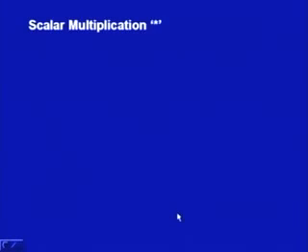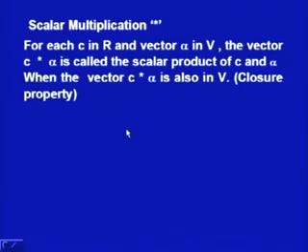Similarly, scalar multiplication also has to satisfy certain properties. The first thing is the closure property. By this I mean that if there is a scalar C in the set of real numbers R and a vector alpha in V, then the vector C star alpha is called the scalar product of C and alpha. And if C star alpha is a vector and it is also in V, then we say it satisfies the closure property. So scalar multiplication satisfies the closure property, meaning that C star alpha is also in V for any given scalar C.